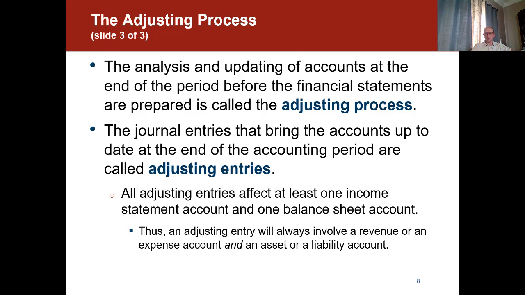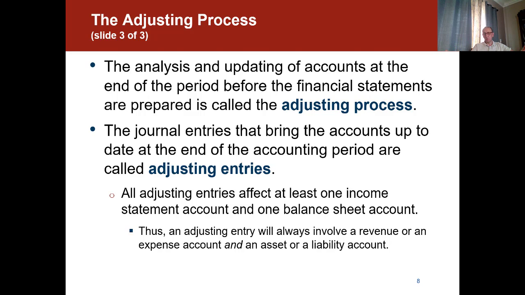But in this case, for adjusting entries, one of these accounts would be an income statement account and one would be a balance sheet account. To be more specific, it has to be an asset or a liability. So by an income statement account, we mean here that it's going to be a revenue and expense. And by a balance sheet account, it could be an asset or a liability. One third condition that you'll also notice is that adjusting entries never involve cash. So you'll never see the account cash in any adjusting entries.